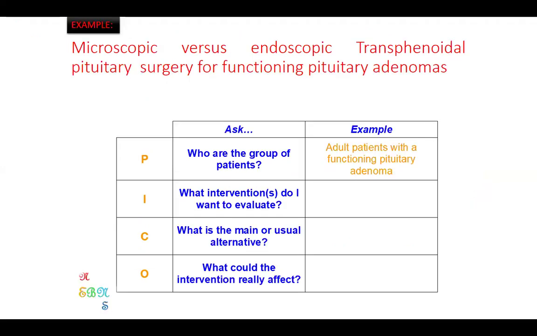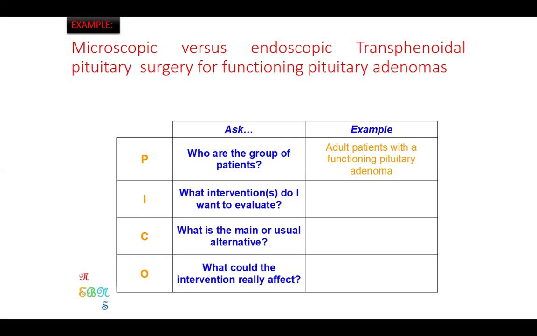Let us look at a very simple example, which we are all conversant with: the role of endoscopic versus microscopic pituitary surgery for pituitary adenomas. A good research question, as I said, should be focused. So you cannot just say the role of endoscopic versus microscopic surgery for pituitary adenomas. Pituitary adenomas are further classified into microadenomas, mesoadenomas, and macroadenomas. They have the functioning and the non-functioning. So you have to be very specific, because to provide a good answer, your question should be very refined.